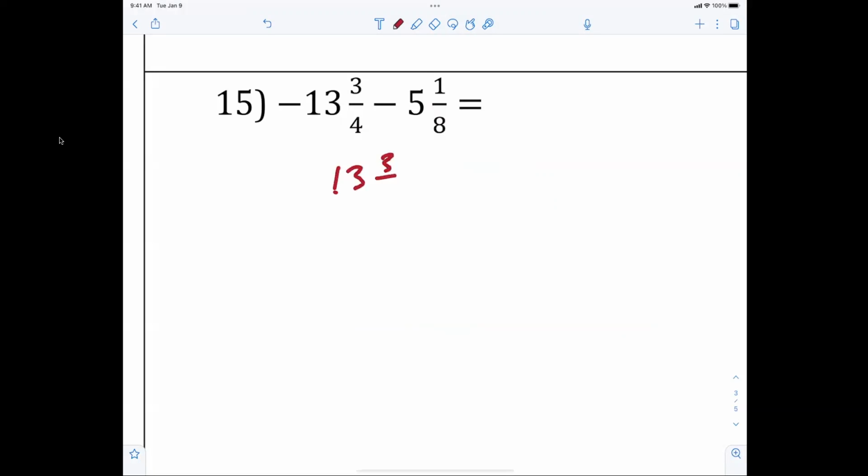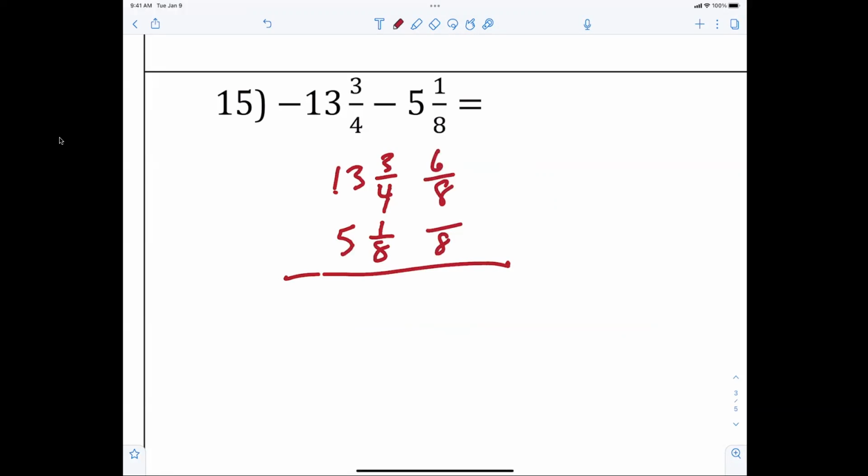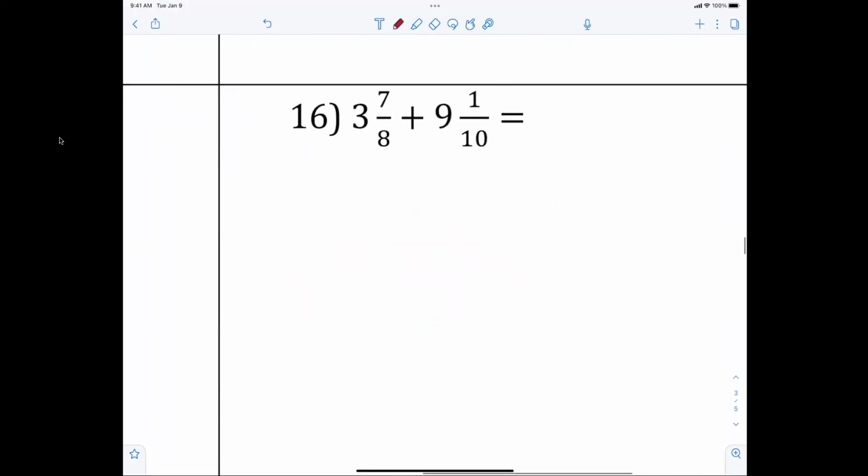So 13 3/4 and 5 1/8. What's the common denominator? 8. So the first fraction is 6 over 8. Second fraction is 1/8. Final answer, 18 and 7/8. And now does everybody understand why I say go back? Look at the numbers. Is it positive or negative? Negative. Anybody have any issues? No. All right, here we go. Adding or subtracting? Adding.